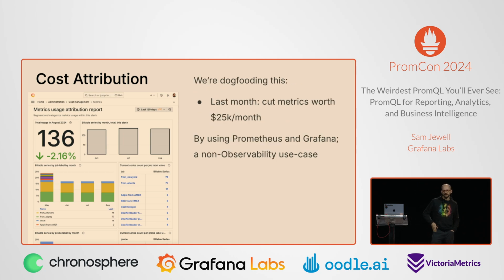We dog food this at Grafana, and in the last month or 2, we've cut metrics that were worth $25,000 every month, and we're just getting started. We plan to save even more over coming months. And we're using Prometheus and we're using Grafana to do this, which is interesting because it's not an observability use case. We're storing the data in Prometheus, we're visualizing with Grafana. And that's why I'm here talking today, to share how we're using Prometheus and to say that you too can use Prometheus for non-observability use cases.